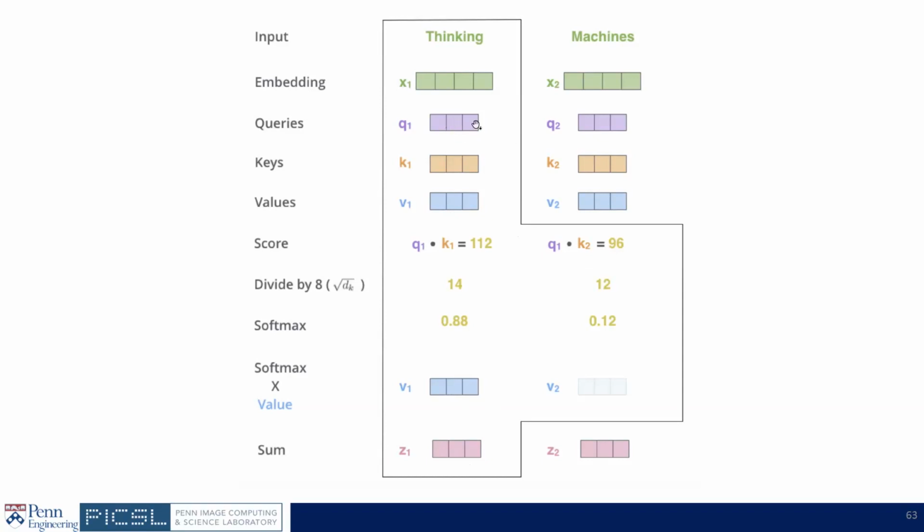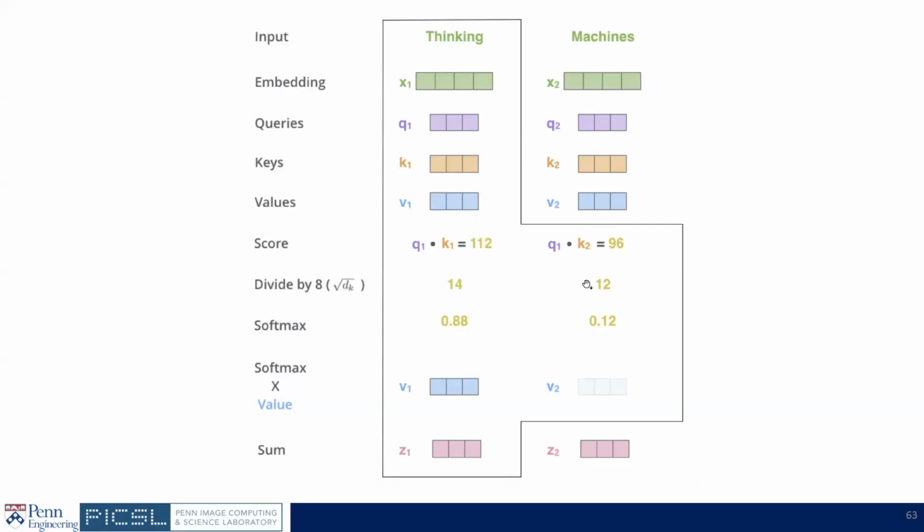And then I'll do the same thing, but this time, the query is coming from thinking, right? And the first time when we did it, the key came from thinking as well. So it's a self-attention, like how much thinking should attend to thinking. And now I'm going to see how much thinking should attend to machines. So the query will come from Q1, but the key will come from machines, right? And then again, I'll do the same thing. Divide by constant, softmax, multiply with its corresponding value V2, right? And then I'll just sum these V1 and V2 to get a corresponding sum Z1, right?